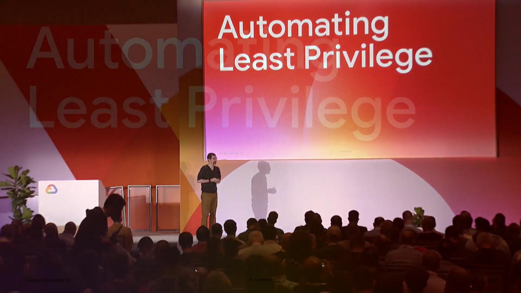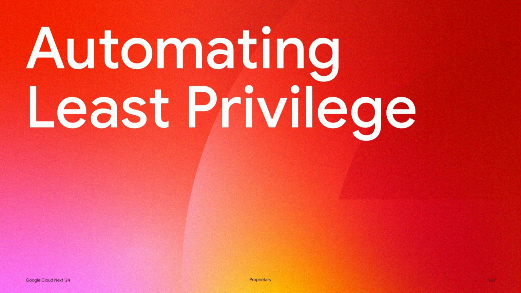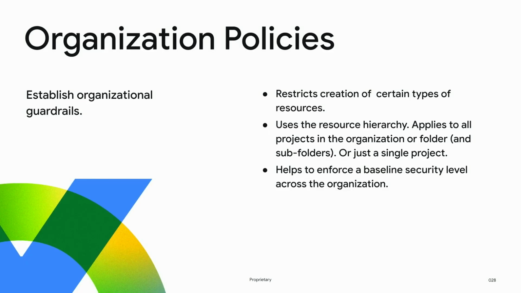So now that we've done that, how do we automate least privilege within our projects? When we're automating least privilege, we want to make sure that we're not just setting up least privilege one time and creating custom roles and service accounts once. We want to make sure that we're doing that on an ongoing basis.